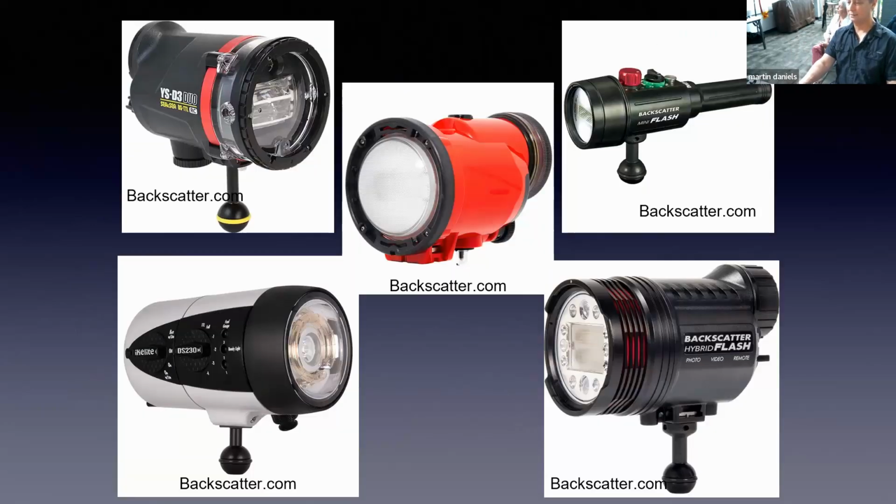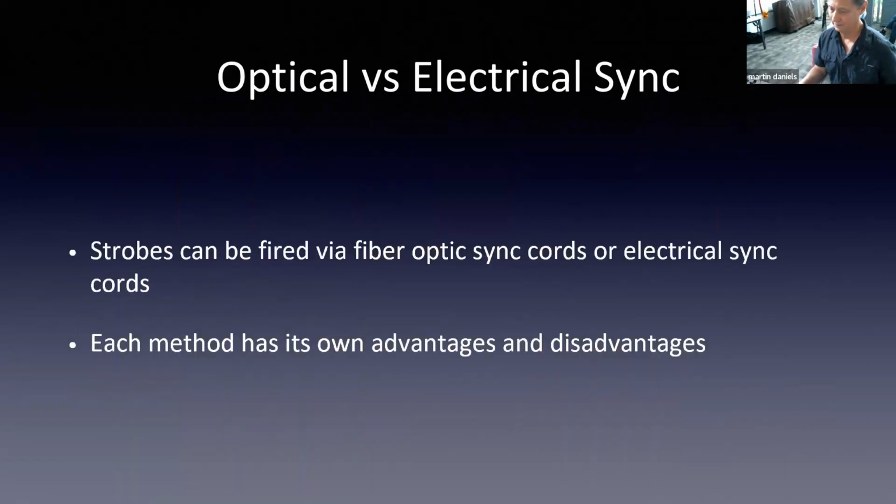This is a variety of some of the strobes. One of note, the one on the bottom right, is a brand new flash from Backscatter. It's a hybrid flash. That's a 5,000 lumen video light and a flash, all in one package. So if you like to do video and still images, it's very interesting. It just came out, so it looks like a very promising new toy.